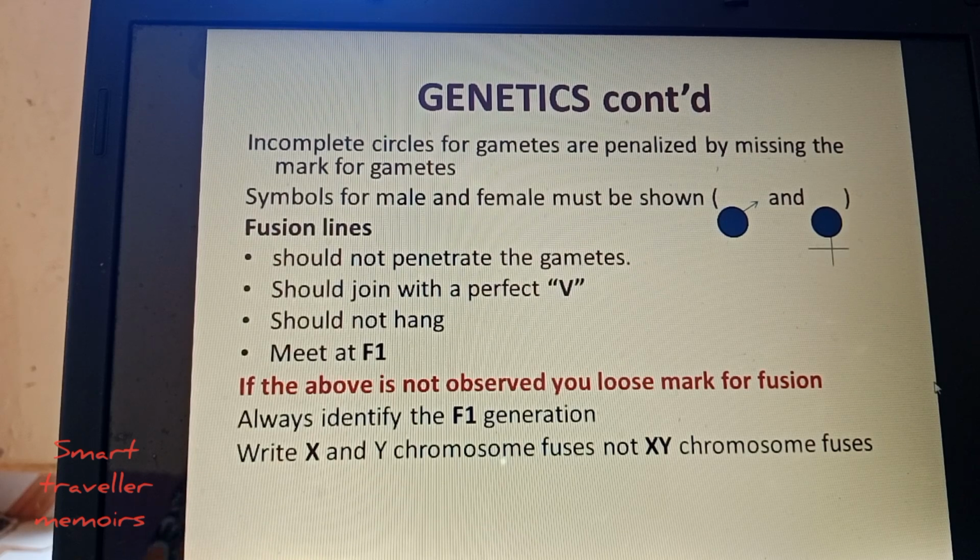Fusion lines should not penetrate the gametes. They should join with a perfect V. Should not hang. Should meet at F1. If the above is not observed, you lose the mark for fusion. Always identify the F1 generation.